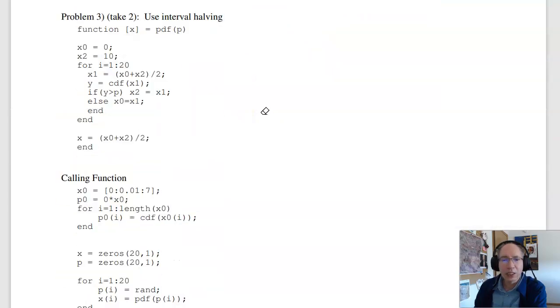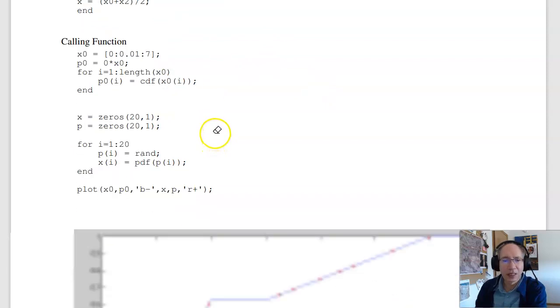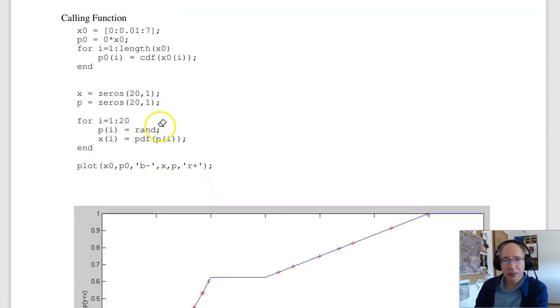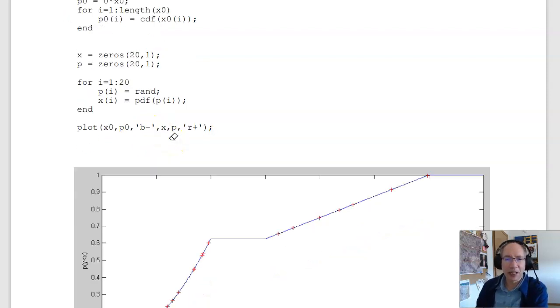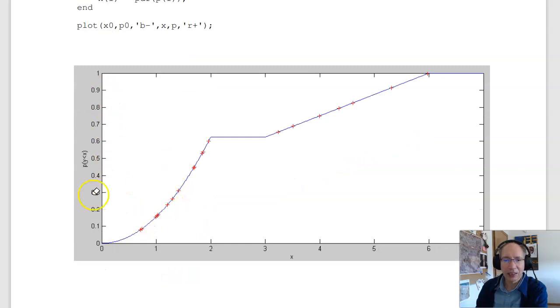Or using interval halving. Now here's my function using interval halving. I keep on taking the midpoint between the two, keep iterating. With that, I can say generate 20 random probabilities, calculate the corresponding x using interval halving. And here's the p's on the left axis, corresponding x's on the y-axis. So that's what the CDF is good for. Given p, I can calculate x's that satisfy that PDF using the CDF.